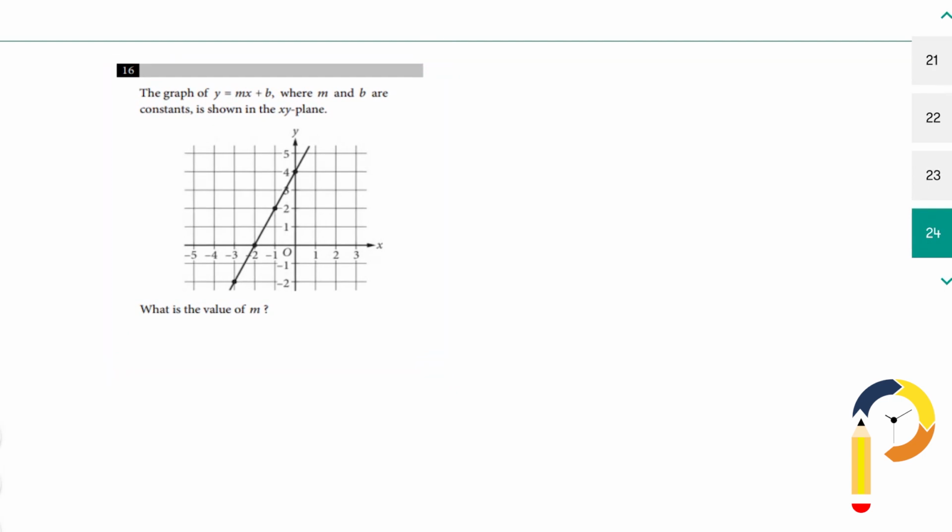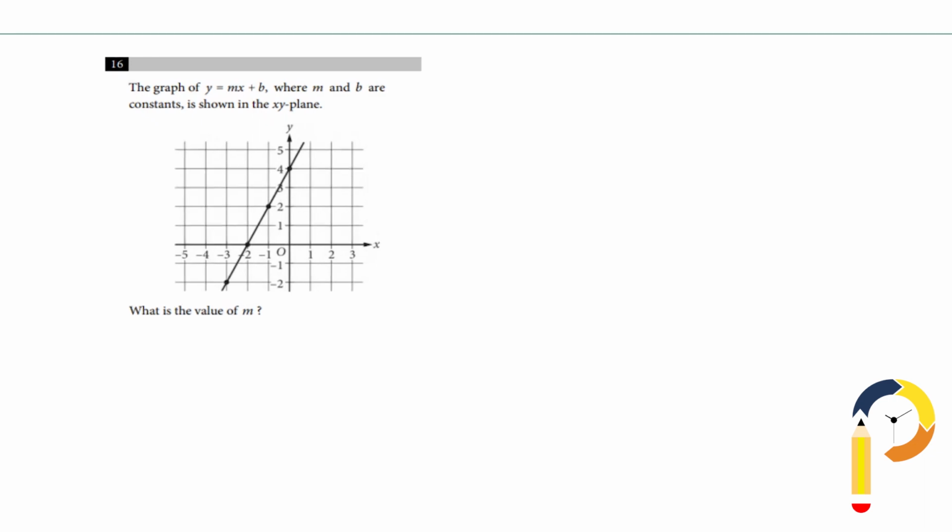As you know, in the grid-in questions we need to find the exact answer and put that into the boxes. Okay, the graph of y equals mx plus b, where m and b are constants, is shown in the xy plane. This is the graph of a linear function, we can say a straight line, right? What is the value of m? M means slope.